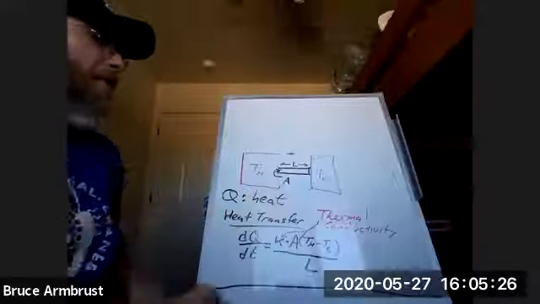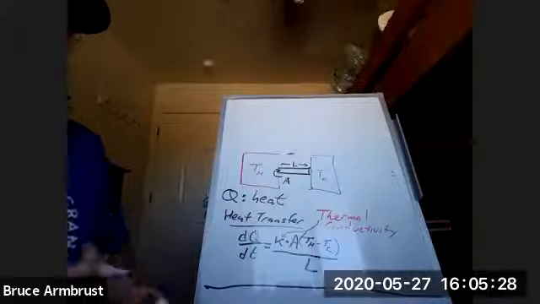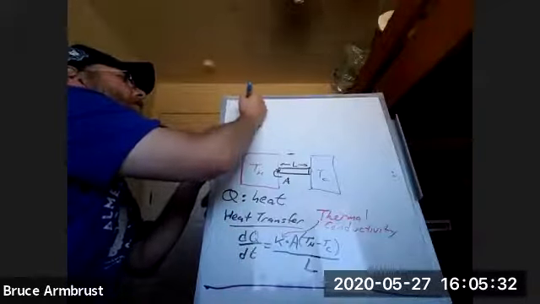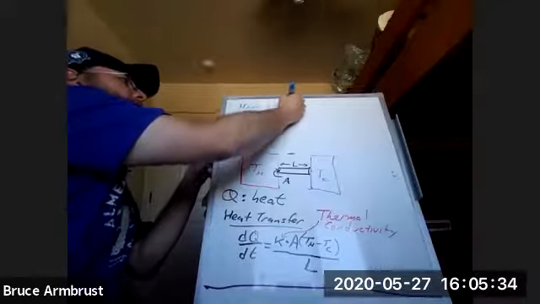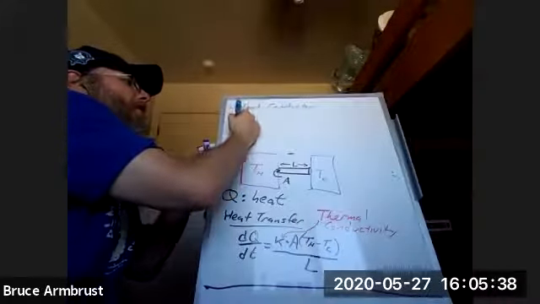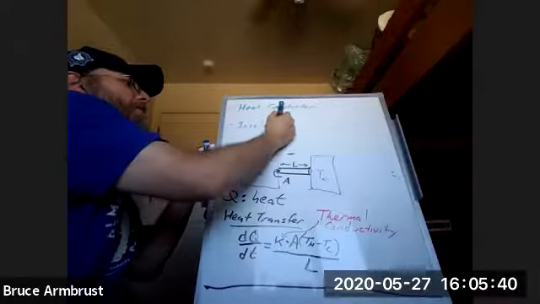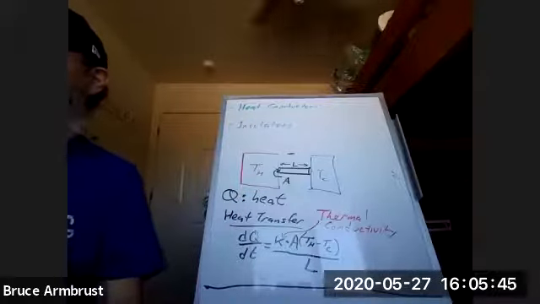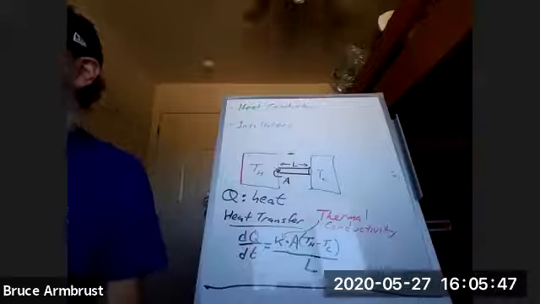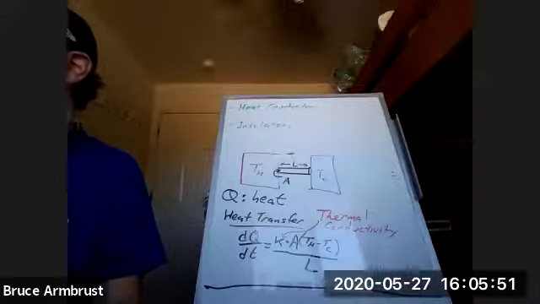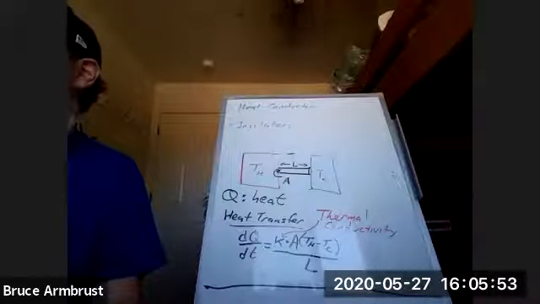Okay, so depending upon this K, we label things in different ways. There are heat conductors. There are insulators. So we'll talk about some things are insulators and some things are conductors. And it really just depends upon their conductivity.